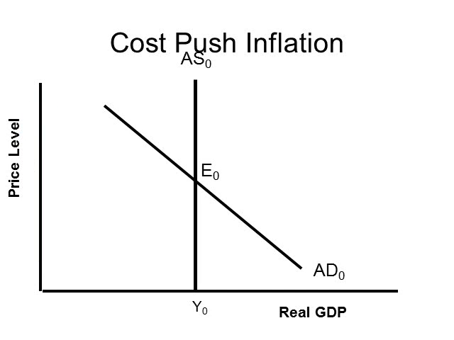The place where the aggregate supply curve and the aggregate demand curve cross each other is the equilibrium point E0. If a line is drawn from the equilibrium point to the price level axis, the equilibrium price level is found. Notice that we don't need to find the equilibrium real GDP because the aggregate supply curve is fixed at Y0.